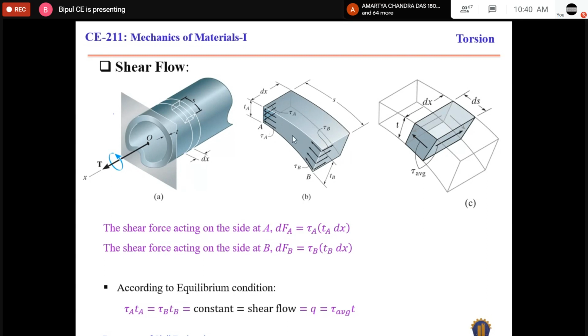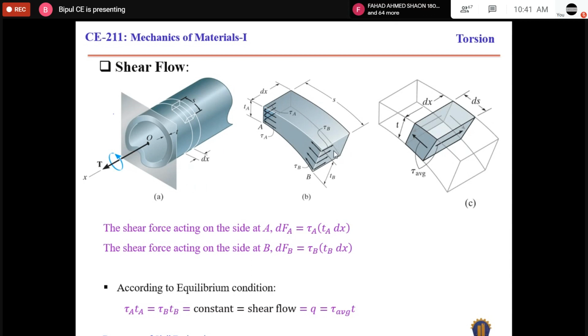Okay, so the shear force developed at section A will be the shear stress at A times the area at A. So the shear stress at A is tau A, and area is thickness times length. Thickness is tA, length is dx. The shear force developed at section B is tau B, tB, dx. That means shear force acting on this surface and shear force acting on that surface.